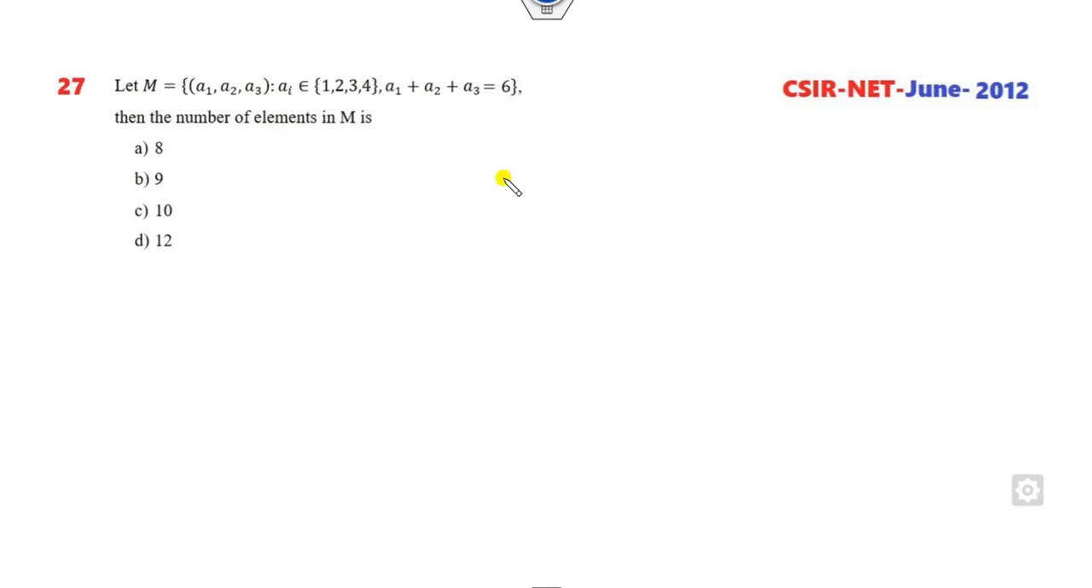Look at the second example. Here m is given to you. There are three values a1, a2, a3 such that these values lie between 1, 2, 3 and 4, such that the sum of them will be 6. Here it is not a matrix. Remember, it is not a square matrix. If it were a square matrix, then you could write it as a permutation. But what are those options? You can see the sum of them will be 6.